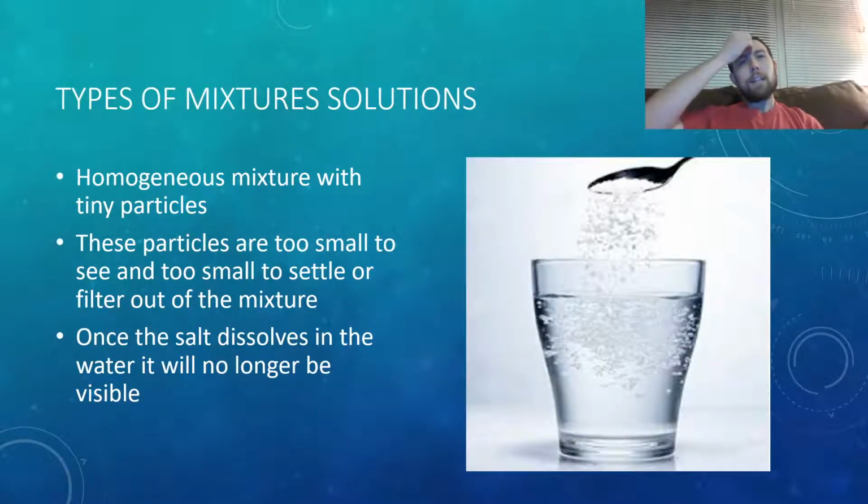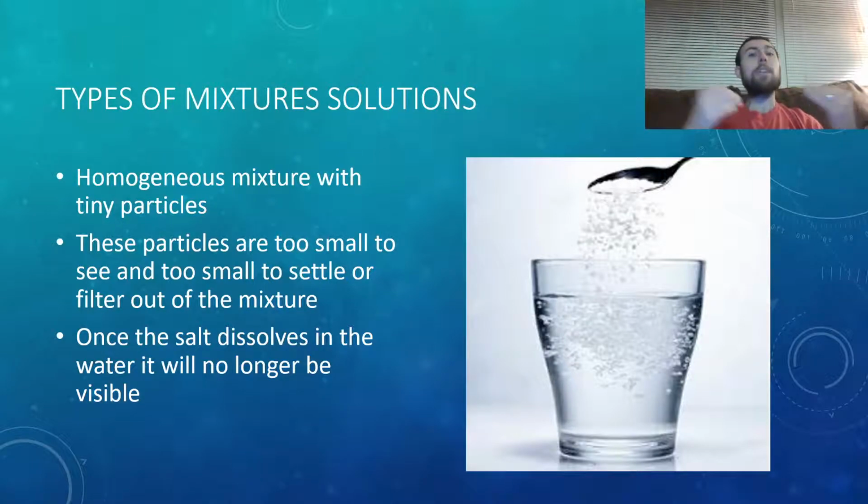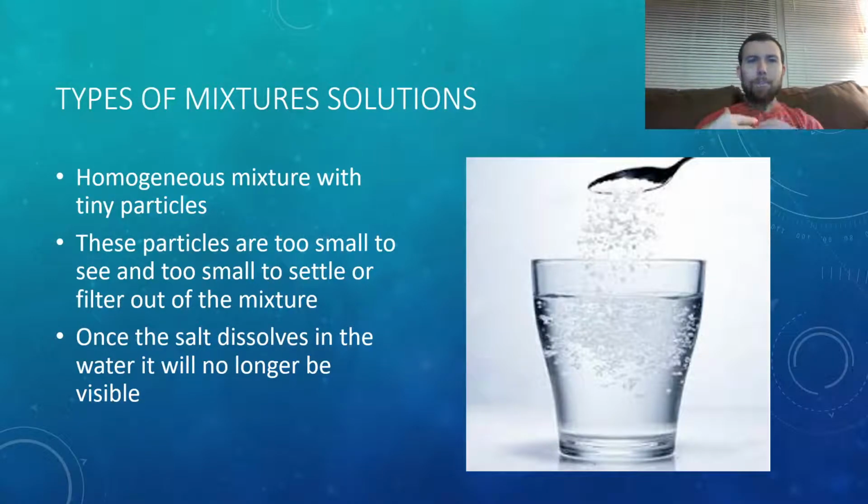Now, let's take a look at the different types of mixtures a little bit more in depth. The first thing we're going to look at are solutions. Solutions are homogeneous mixtures that have tiny particles that have been distributed throughout. Now, the thing about these tiny particles is that they're so small that you're not able to see them, or they're too small to settle out or filter out of the mixture.